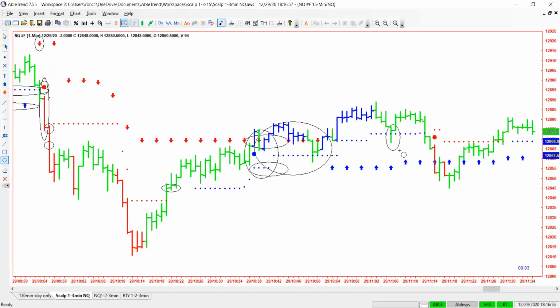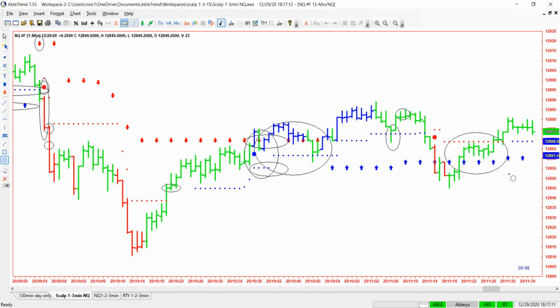Perfect right there. That is just an absolutely textbook case. Hits the blue dot, closes just a tick above it. 1 minute later, we got our 5 points. It's another $100 bill. Sweet.